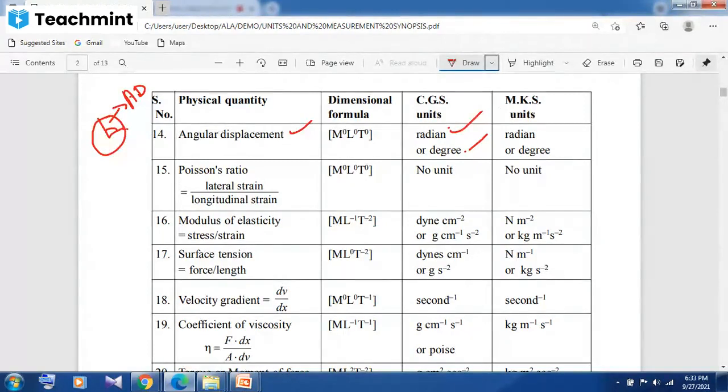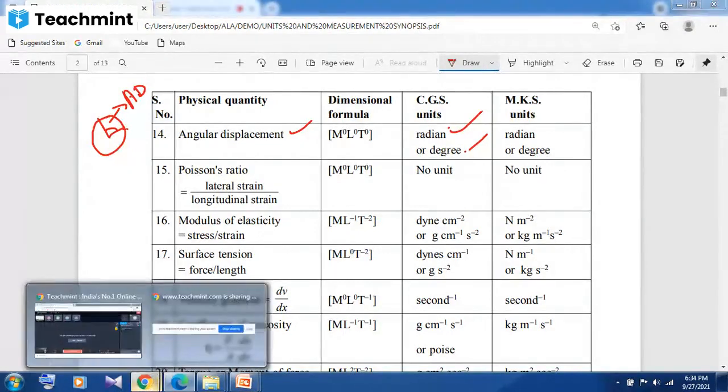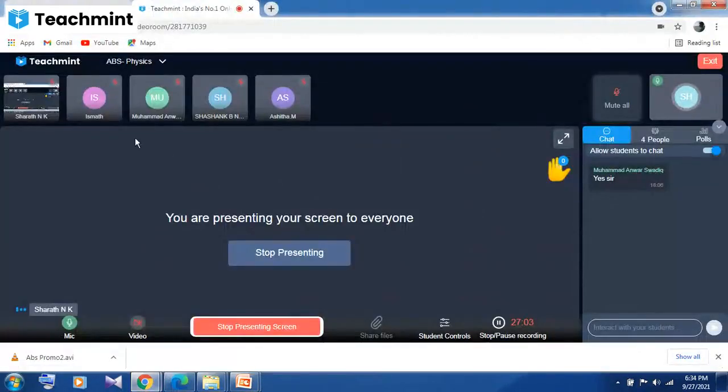Yes, Rakib, did you join the class? Abdul Rakib, can you respond once? Abdul Rakib, are you there? One second, students. Let me just check. No, he didn't join the class. It's okay, fine.